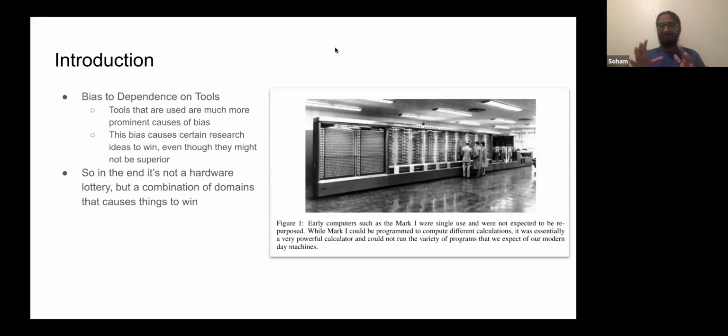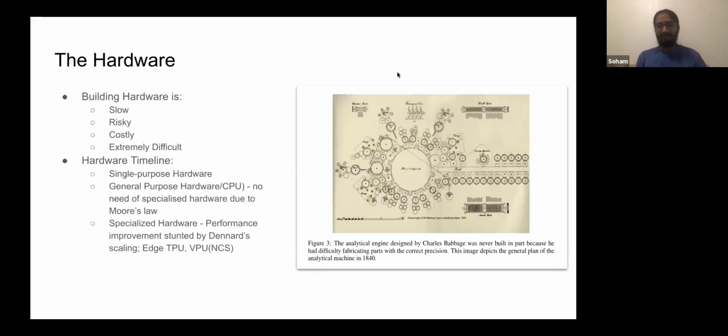So even though the paper is titled hardware lottery, it's actually not just hardware, but a combination of all the domains that causes some ideas to become more popular than others, and that is what the lottery is. So let's talk about these domains one by one. The first one is hardware.